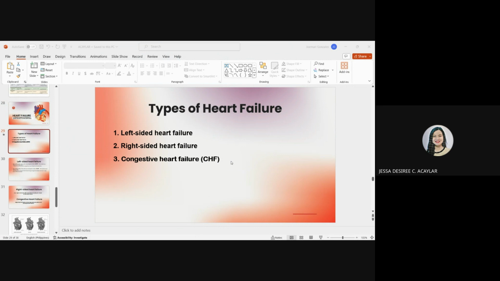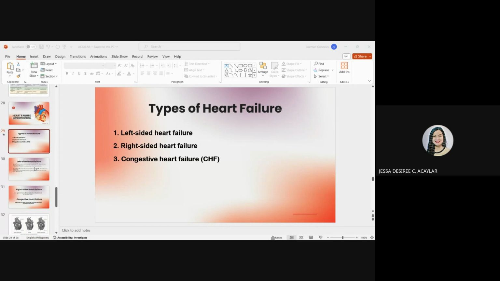Nawala na siya sa isip ko nung gumagawa ako ng PowerPoint. Kasi akala ko nakalimutan ko na marami palang types of heart failure. Good thing na nag-report tayo at least na-refresh ako na, uy, ang dami ko na palang nakalimutan. Sana hindi lang ako.